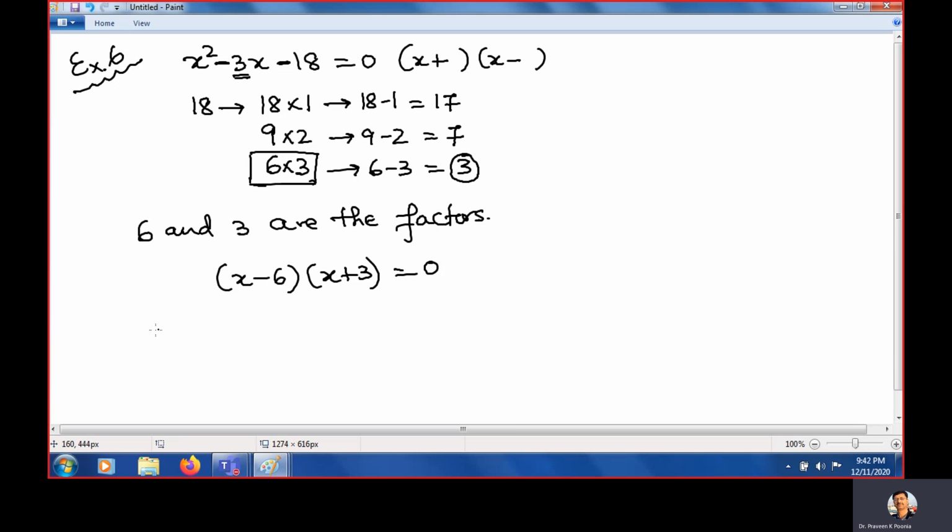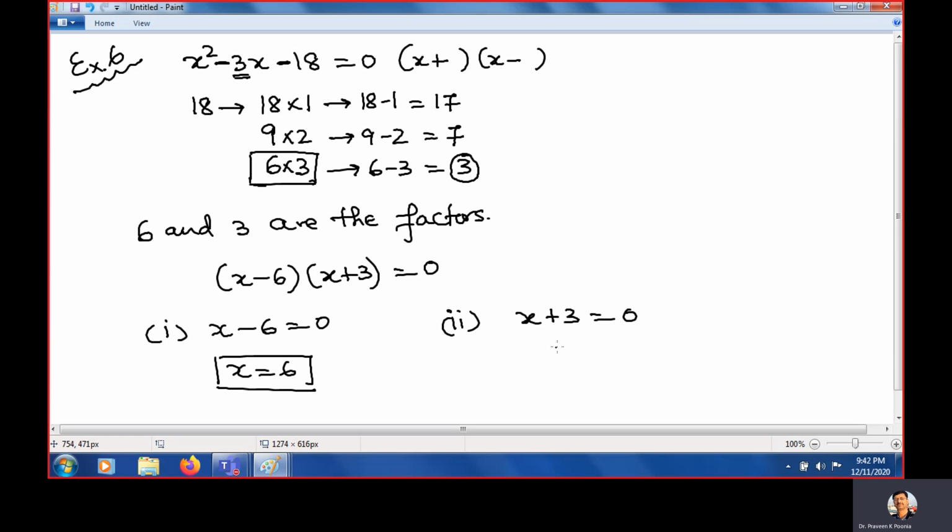Clear? So the same thing. How to find the roots? Put the first factor equal to 0. So x is equal to 6 you will get. And put the second factor equal to 0. x plus 3 is equal to 0. x is equal to minus 3. Clear? So I have tried to solve all types of questions that may be possible in the factorization technique.